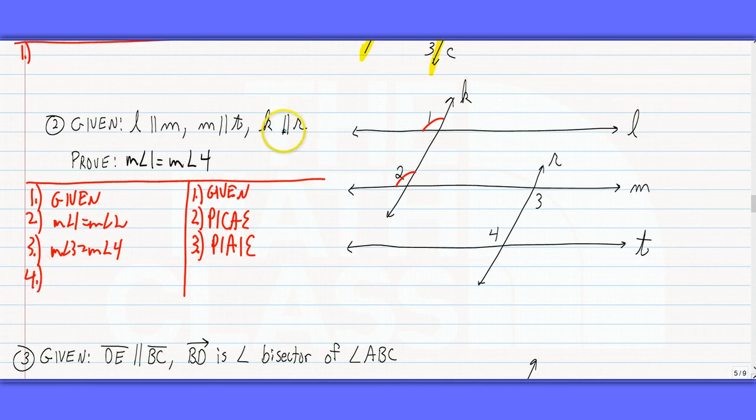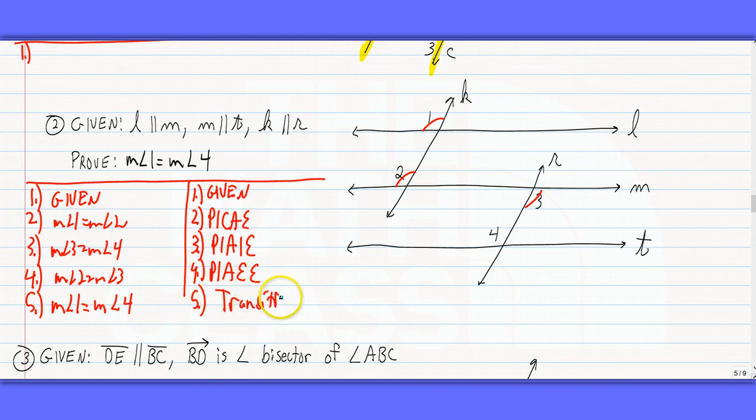The fourth piece of information in the given is that K is parallel to R. So we have these diagonal lines that are parallel to each other with the transversal of M. And then we can see that angle 2 is equal to angle 3. And the reason for that is because parallel implies alternate exterior are equal. Now we'll look down at the proof statement. We want to get angle 1 equal to angle 4, or 1 equals 2, 2 equals 3, 3 equals 4. So we can conclude that the measure of angle 1 is equal to the measure of angle 4, and that is by transitive.